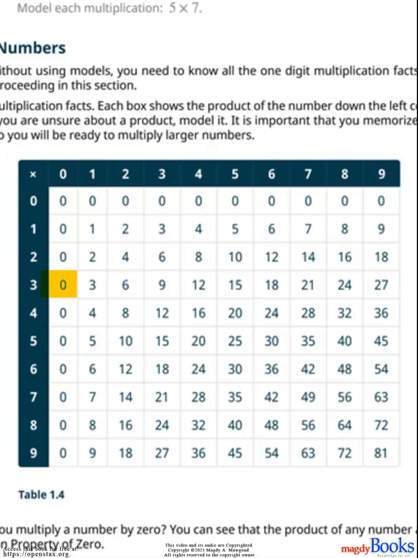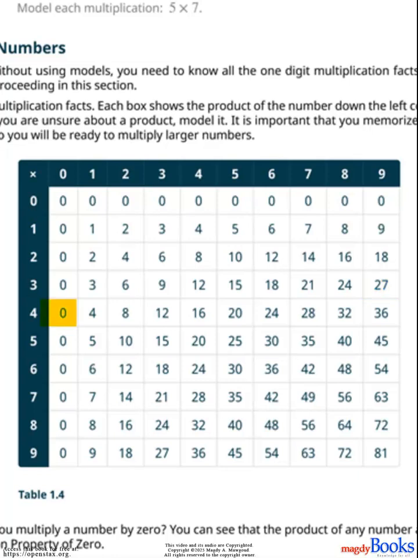3 times 0 is 0. 3 times 1 is 3. 3 times 2 is 6. 3 times 3 is 9. 3 times 4 is 12. 3 times 5 is 15. 3 times 6 is 18. 3 times 7 is 21. 3 times 8 is 24. 3 times 9 is 27.